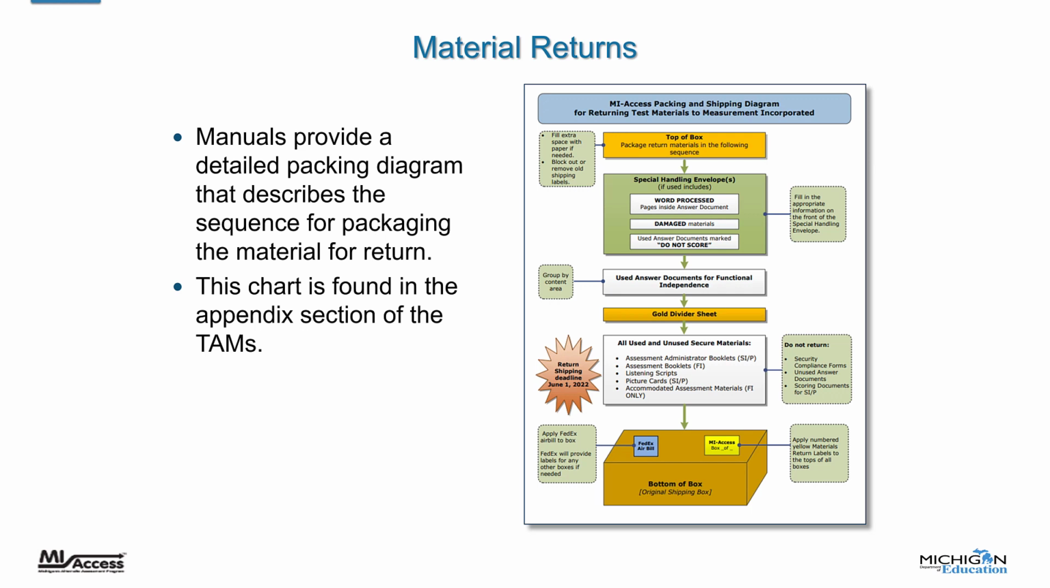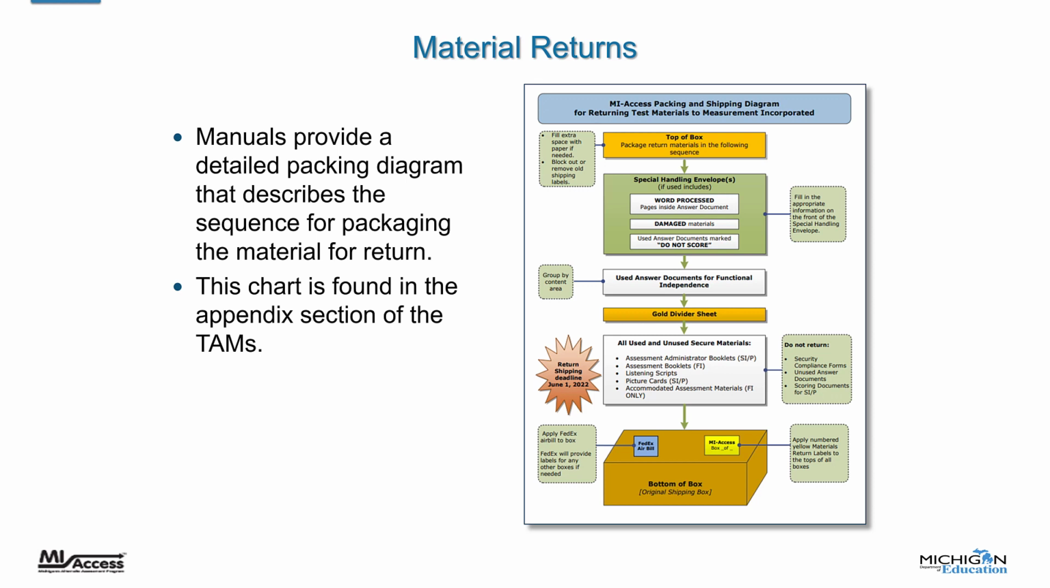The final process of the administration is packing and shipping materials back for scoring. This includes all secure testing materials. The manuals provide a chapter on the materials that must be returned and those items that must be retained or securely destroyed.